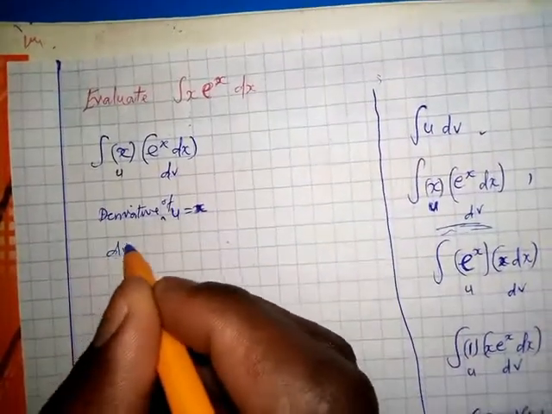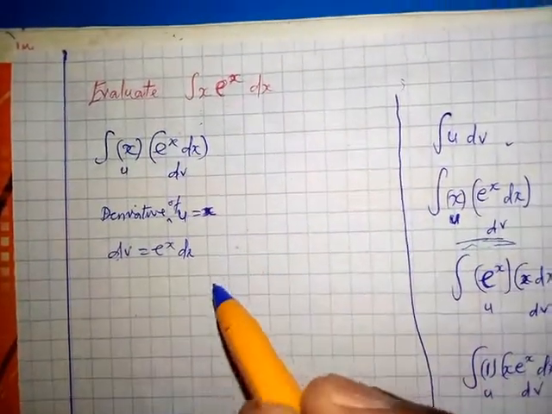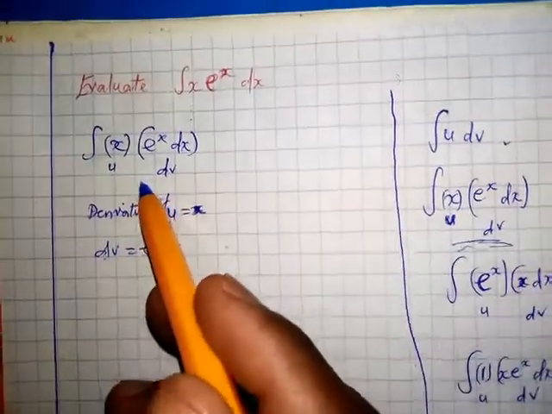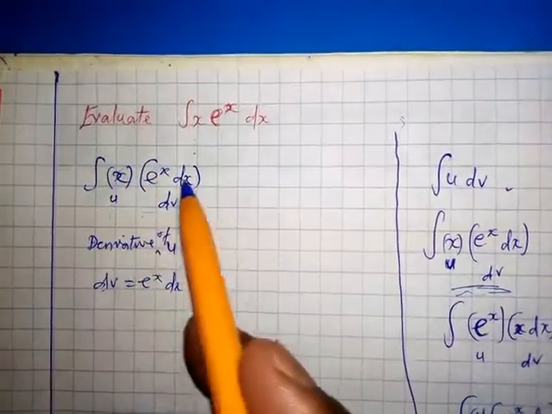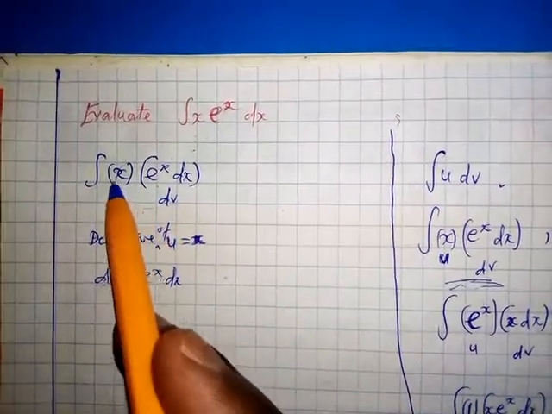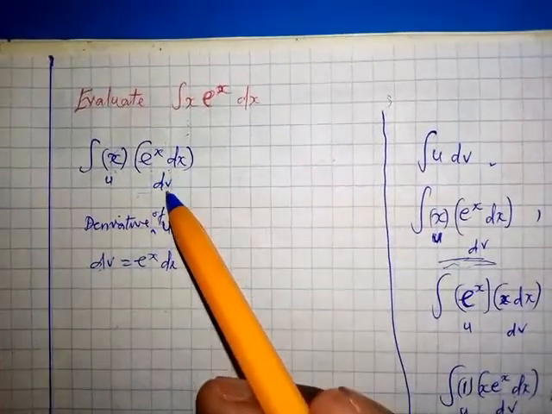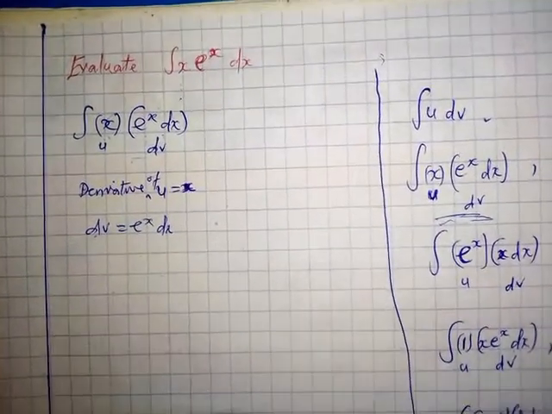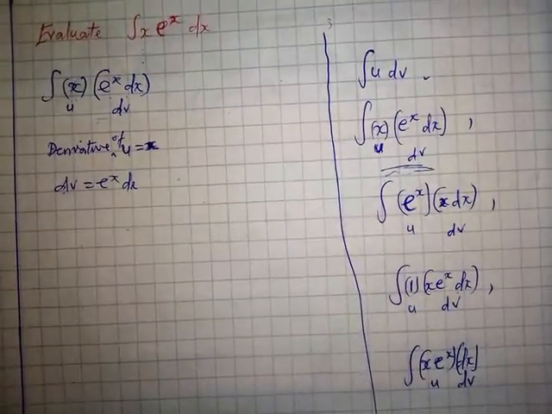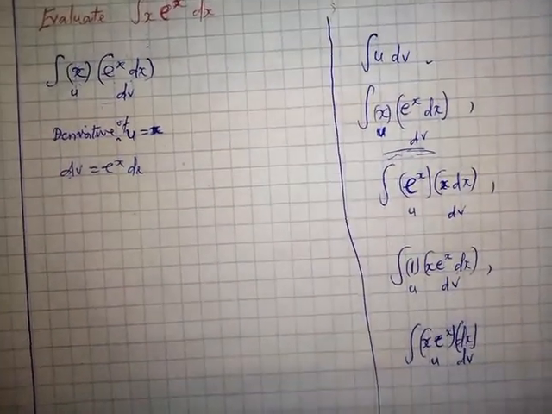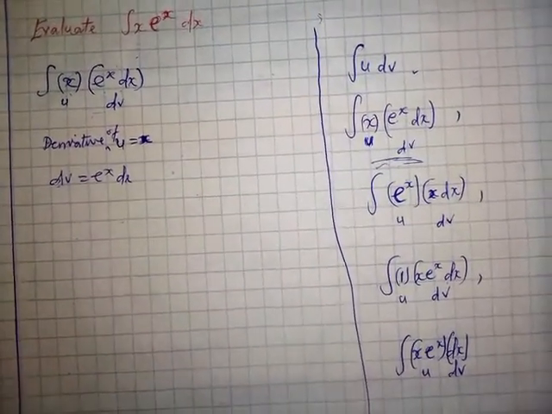And dv, which is equal to e^x dx, is the most complicated portion of this integrand. This integrand has this portion and this portion. So this is the most complicated portion of the integrand. So this will be our dv basing on the two guidelines that I have stated before, and remember dv fits a basic integration formula.